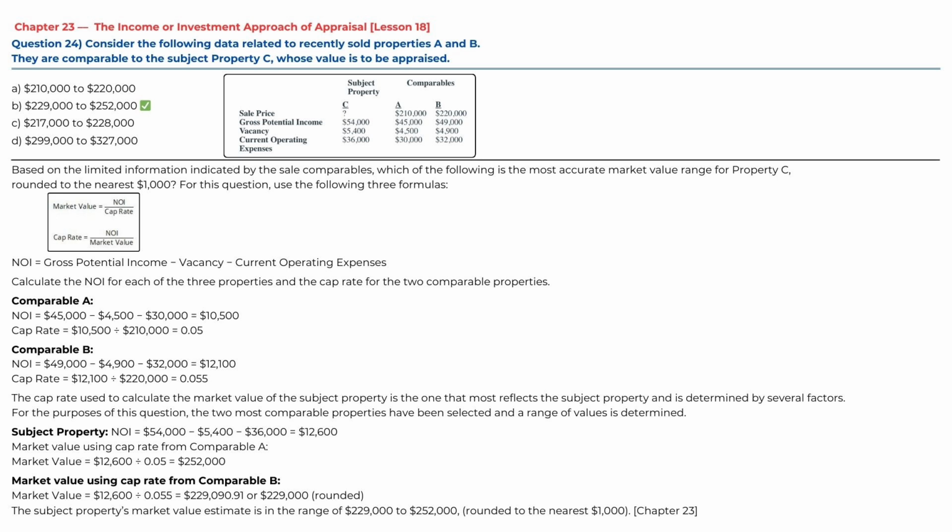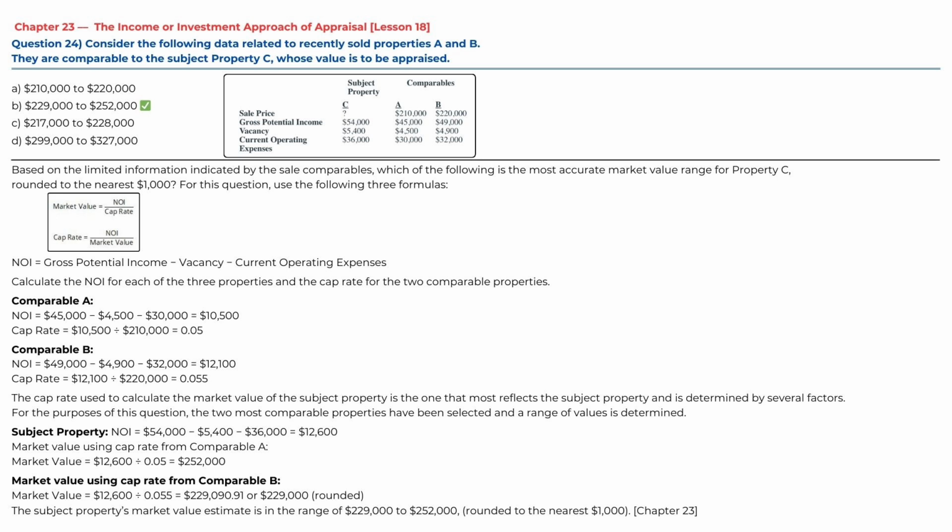They are comparable to the subject property C, whose value is to be appraised. Based on the limited information indicated by the sale comparables, which of the following is the most accurate market value range for property C, rounded to the nearest $1,000? For this question, use the following three formulas.